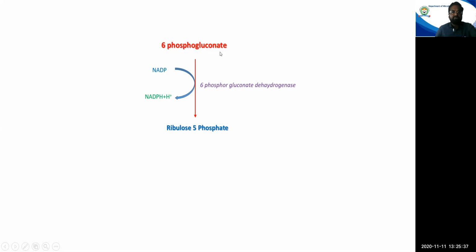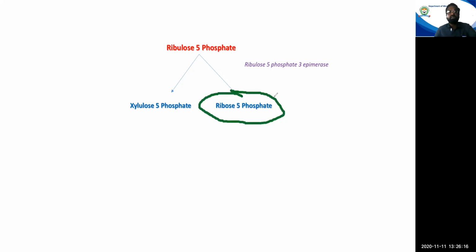Now, here you would see that this 6-phosphogluconate is still a 6-carbon compound, whereas it is now converted to ribulose 5-phosphate. Okay, then this ribulose 5-phosphate undergoes conversion. An enzyme called ribulose 5-phosphate 3-epimerase brings about the conversion of this ribulose to xylulose 5-phosphate and ribose 5-phosphate. Now, this ribose 5-phosphate is the second significant point of this particular pathway.